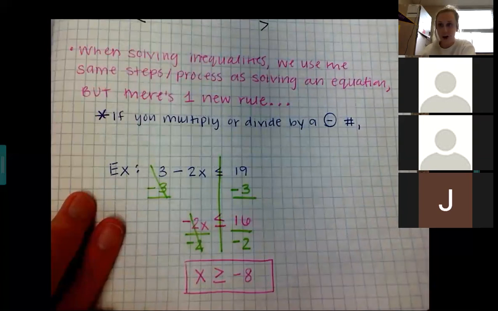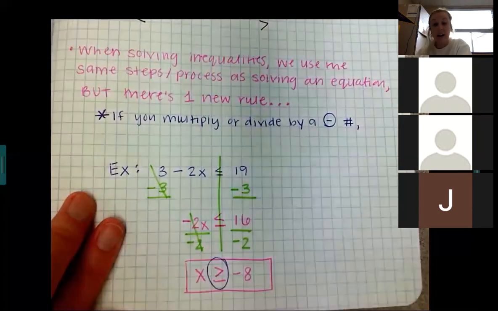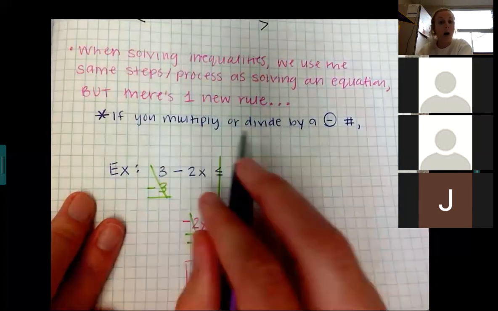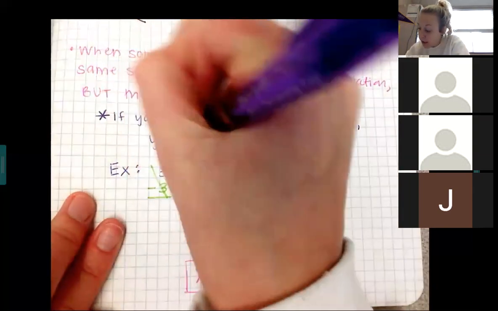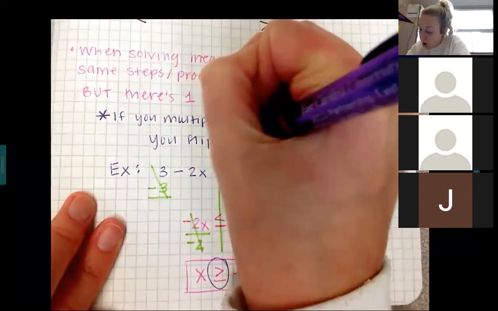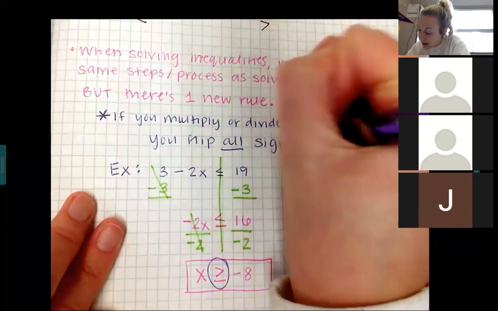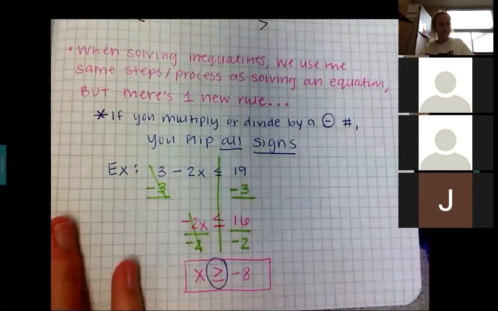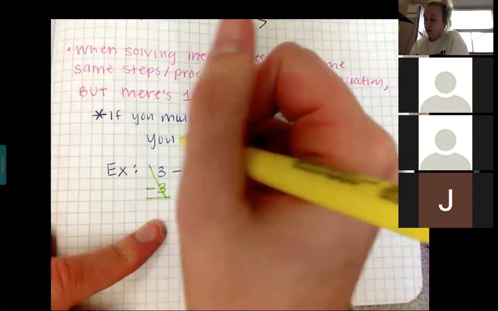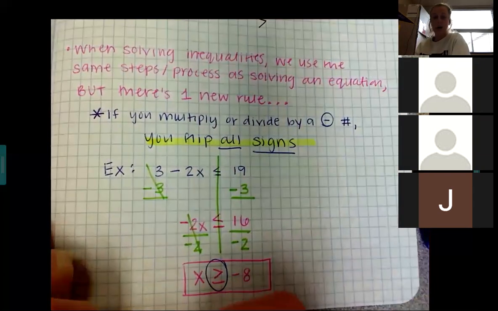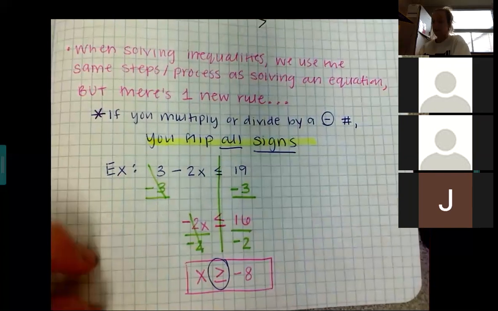Yes. Okay, so look, your sign flips. So if you multiply or divide by a negative number, you flip all signs. That is the new part that I need you to remember today. That's the big thing. So I'm gonna highlight it, make sure we're all on the same page.